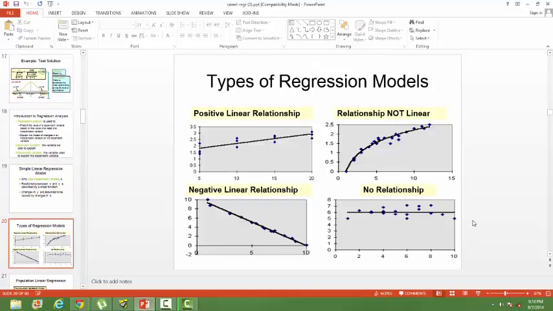Types of regression models: you have the positive linear relationship, a very straight line. As I said, a regression line is something that shows the relationship between two variables. You have x and you have y, right? You have different data points. So what does regression do?